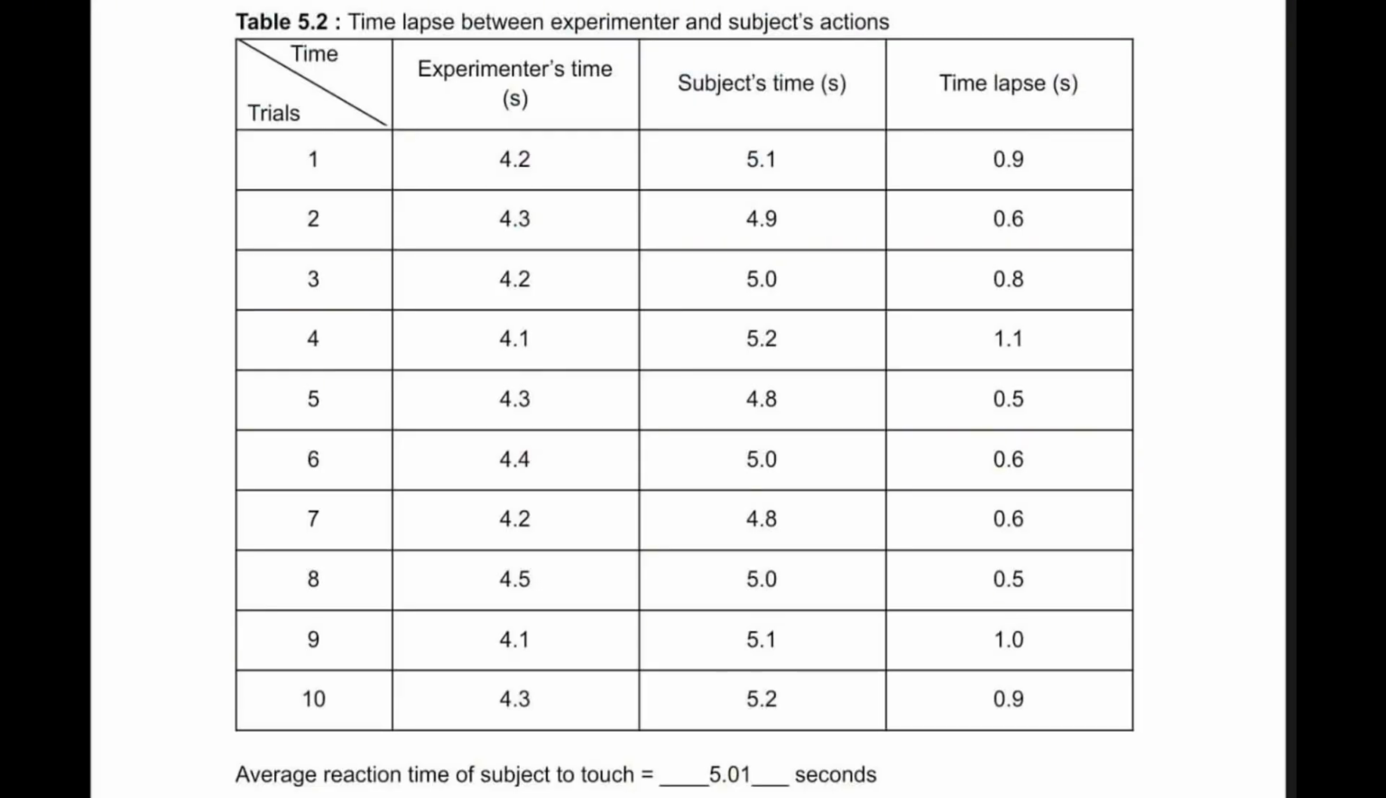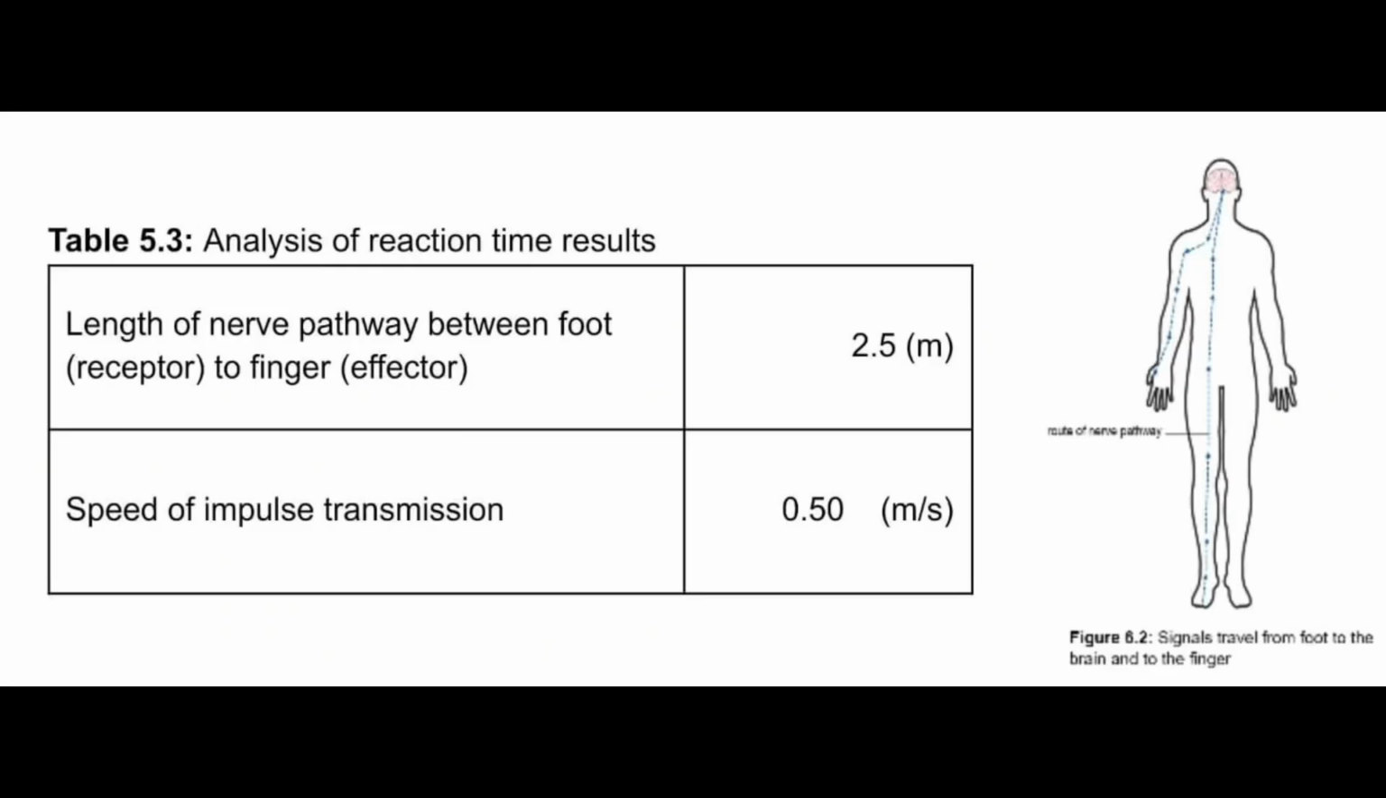For table 5.2, which is the time lapse between the experimenter and the subject's action, the average reaction time of the subject to touch is 5.01 seconds. For table 5.3, the analysis of the reaction time and results, we can get the length of the nerve pathway between the foot, receptor, and the finger, which is the effector, is 2.5 meters, while the speed is 0.50 meters per second.